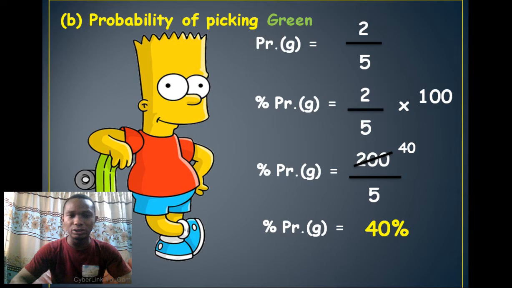Just note this: for you to change probability to percentage, you get the probability of the event first, then you multiply it by 100.